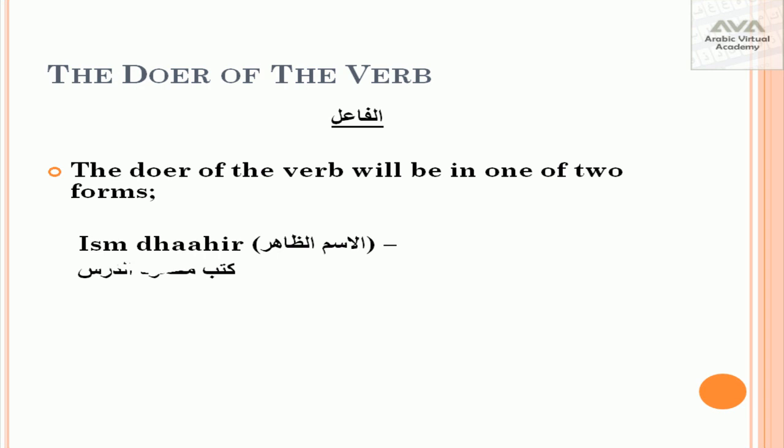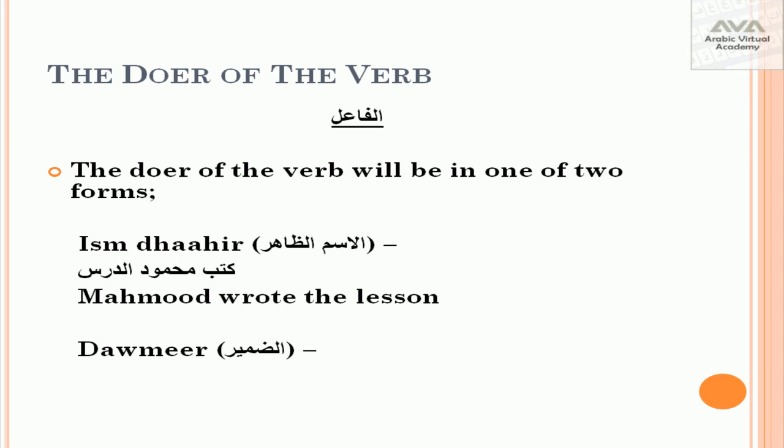Like in this sentence here, Kataba Mahmoud ad-dars. Mahmoud here is the fa'il. He's the doer of the verb. If we said Kataba, we're going to say who wrote. And the doer of the verb here is Mahmoud.